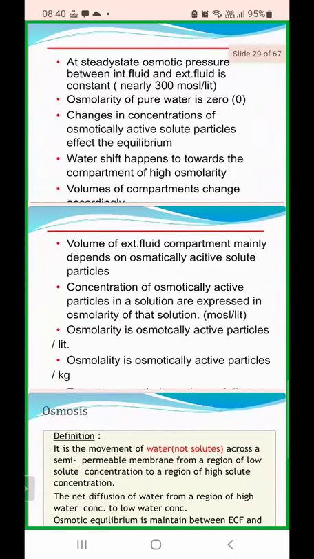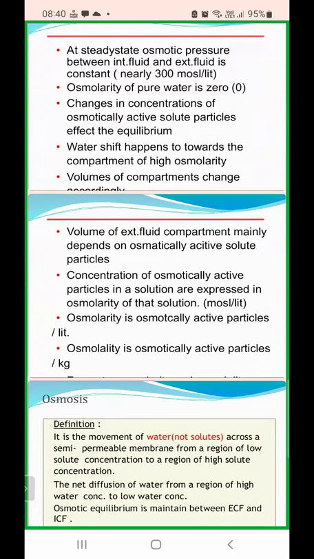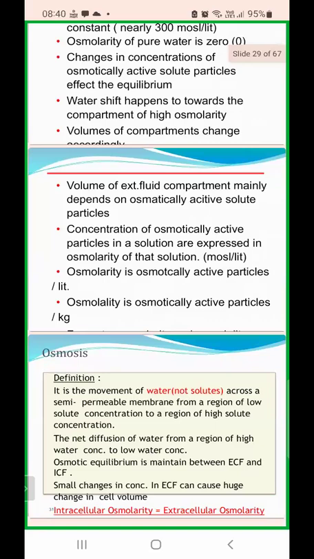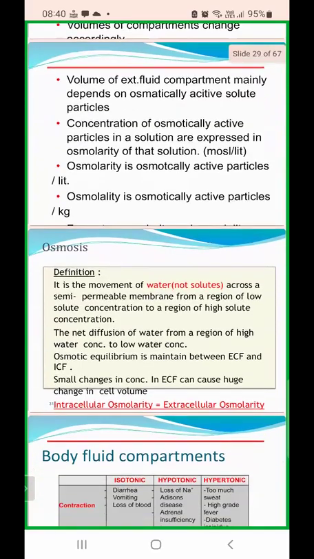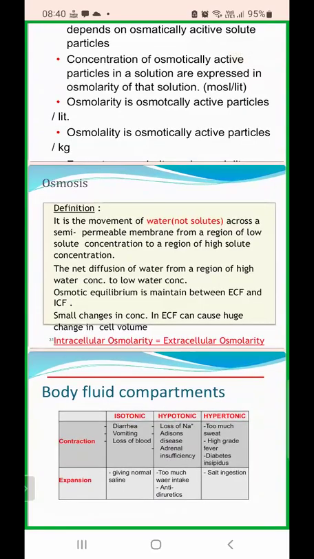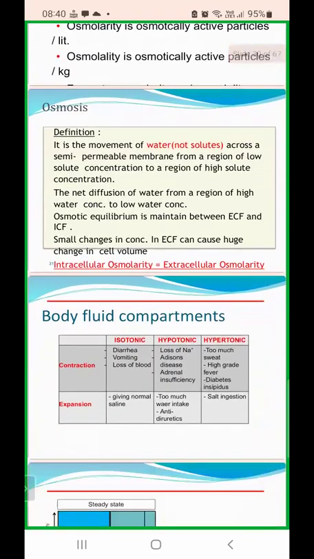Now, the volume of the extracellular fluid compartment mainly depends on the osmotically active solute particles. Osmotically active particles are expressed as osmolarity. Osmolarity is the osmotically active particles per liter, and osmolality is the osmotically active particles per kg. Now, what is osmosis? Osmosis is the movement of water across a semi-permeable membrane from a region of low solute concentration to a region of high solute concentration. It is the net diffusion of water from a region of high water concentration to low water concentration.